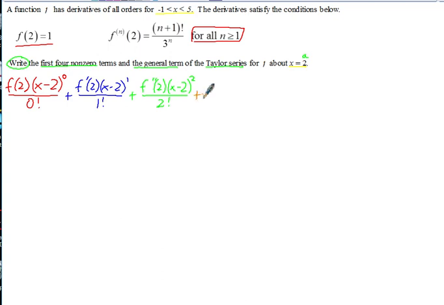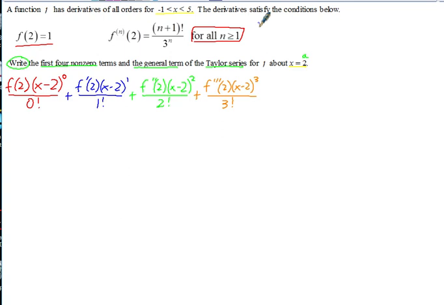And then plus the third derivative at 2, x minus 2 cubed over 3 factorial. As long as none of these are equal to 0, that will give us our first 4 non-zero terms. Again, let's try to write the general term at the end to see what the pattern is. We already know f of 2, so we need f prime of 2, f double prime of 2, and f triple prime of 2. Let's find each of those.